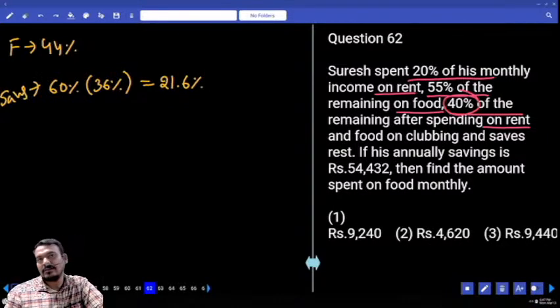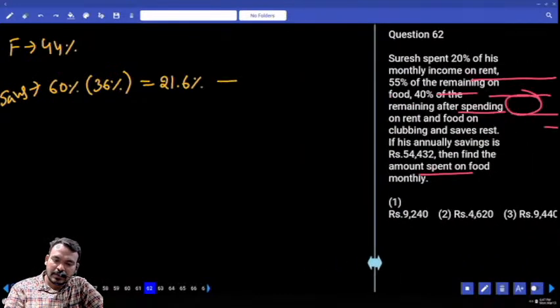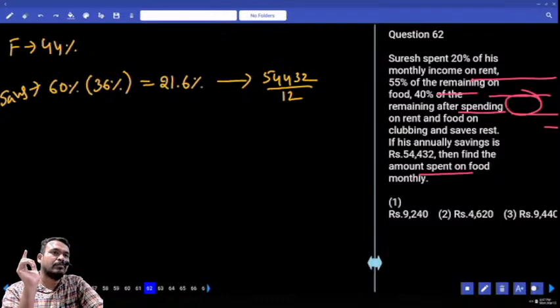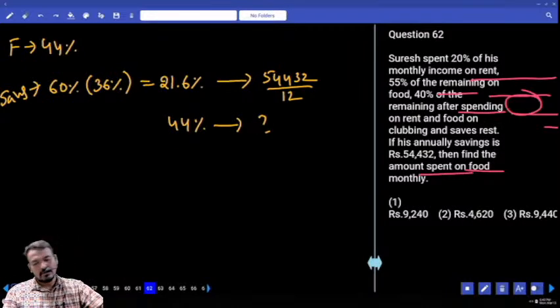But is it monthly savings or annual savings? Monthly savings. But here annual savings are given. Then annual savings 54,432 divided by 12 gives the monthly savings, which equals 21.6%. But we require the food value. Food is how much percent? 44%. 44 is a multiple of 11.